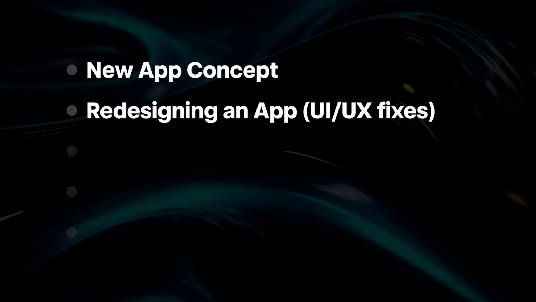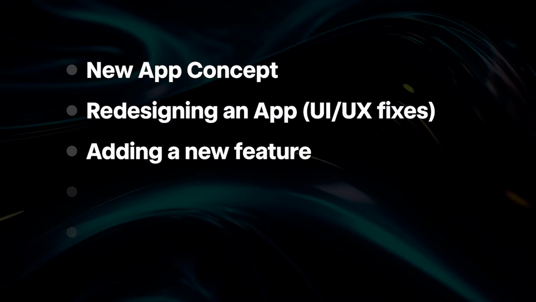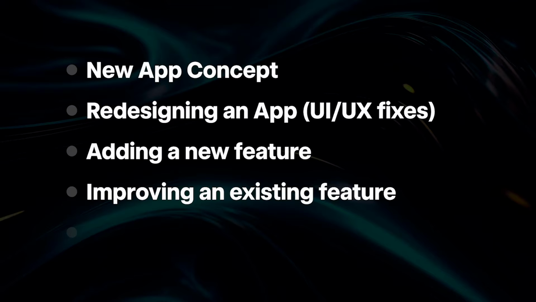The second one is redesigning an app, and this mainly focuses on UI and UX fixes. Now, sometimes you can solve a lot of product problems as well and make the app even better rather than just fixing UI and UX. But usually what I see people doing is fixing just the UI and UX by redesigning an app. The third is adding a new feature to an existing app. It could be a popular app or it could be an unpopular app, just adding a brand new feature that solves a problem. And then the fourth one is improving an existing feature of an app that already exists.